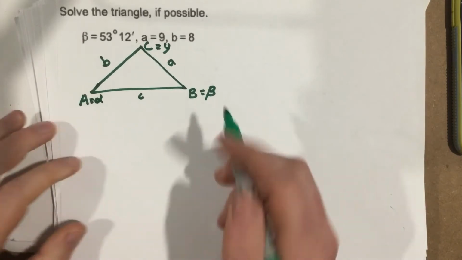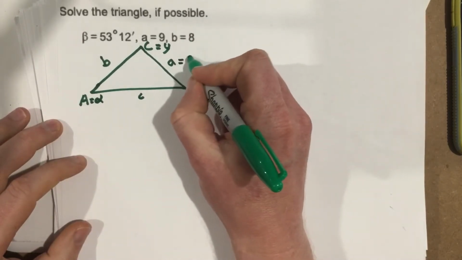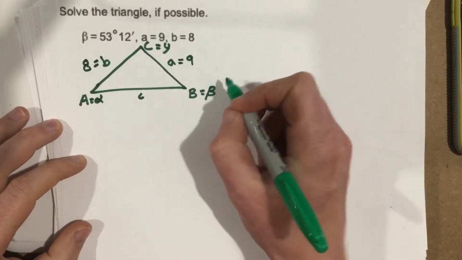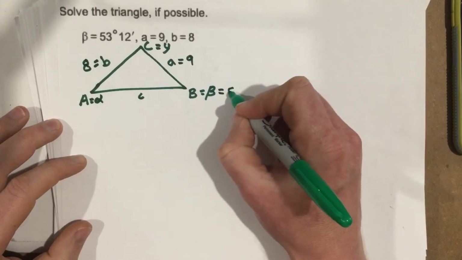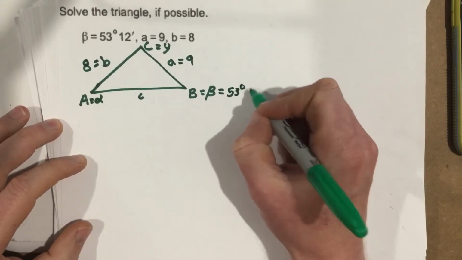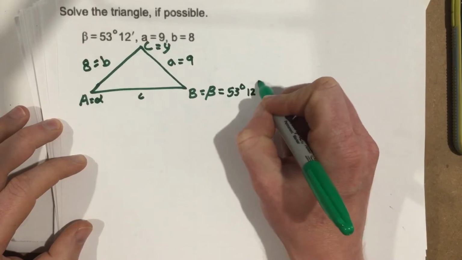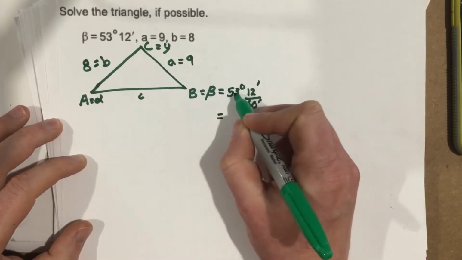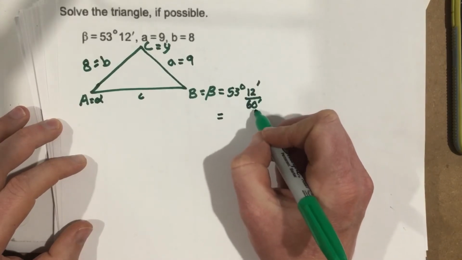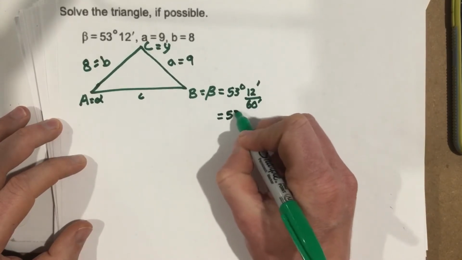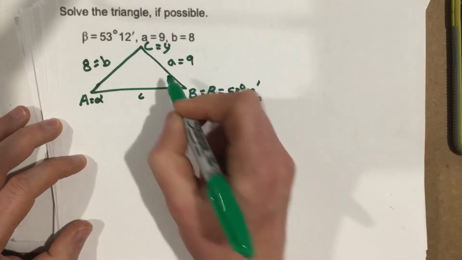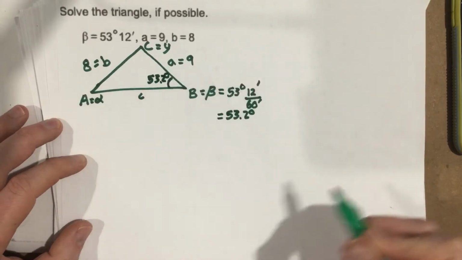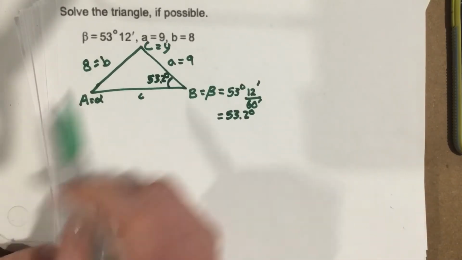Let's label these sides that we have. So we know this side is 9. We know this side is 8. And we know that this angle is 53 degrees and 12 minutes, but we can convert that by dividing by 60 minutes. So that's really 53 degrees, and 12 divided by 60 is 0.2, so it's 53.2 degrees. So this angle right here is 53.2 degrees. Once we know this information, it says solve the triangle if possible.